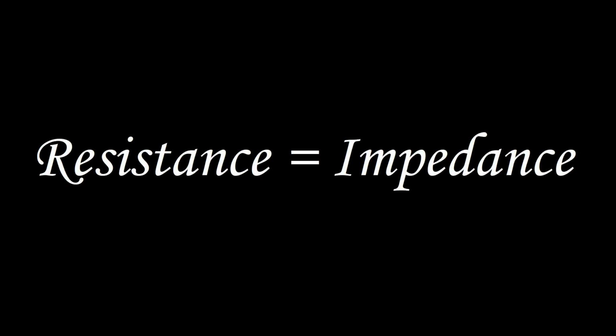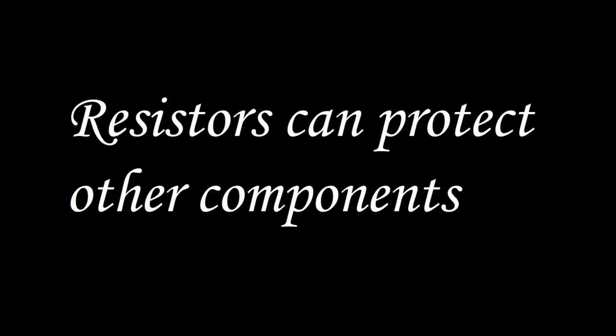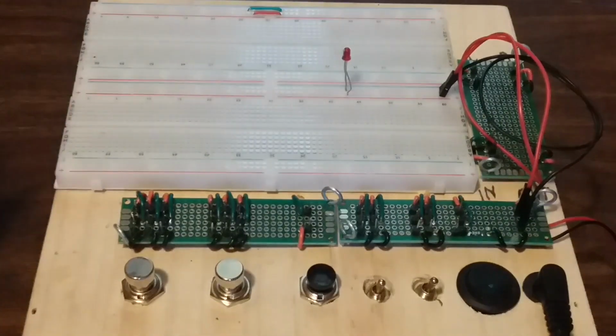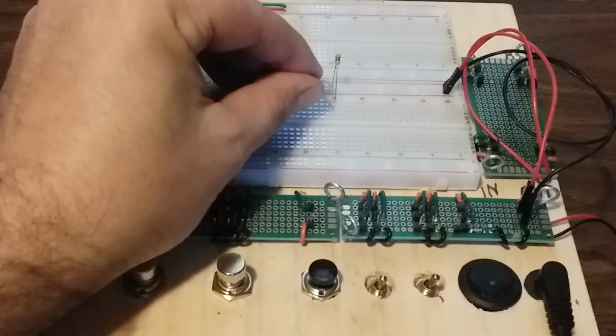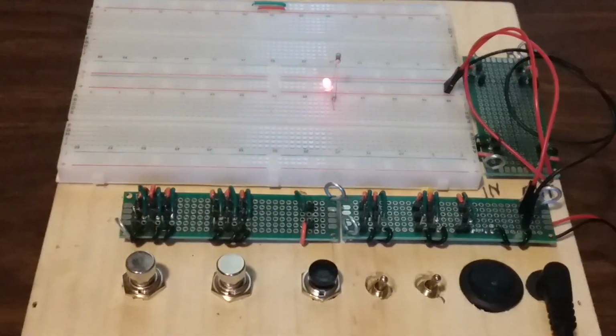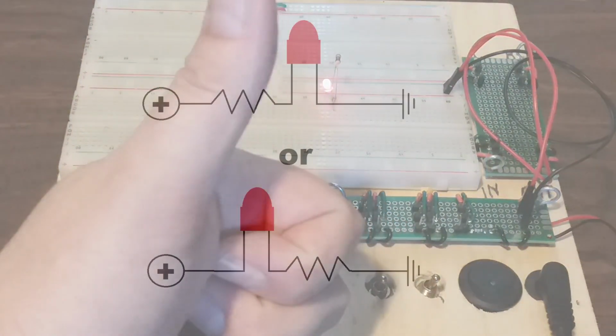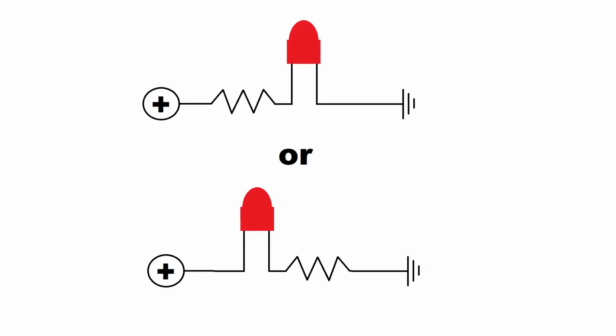Another word for resistance is impedance, because resistance impedes the flow of current. This can be helpful in many ways. One benefit of restricting current is to protect other components. For example, if you hook an LED directly to a 9-volt battery, the LED will burn out. But if you put a small resistor before or after the LED, it will not burn out. It doesn't really matter which side of the LED the resistor is on, because either way, it is still restricting the current flow between the voltage supply and the ground.